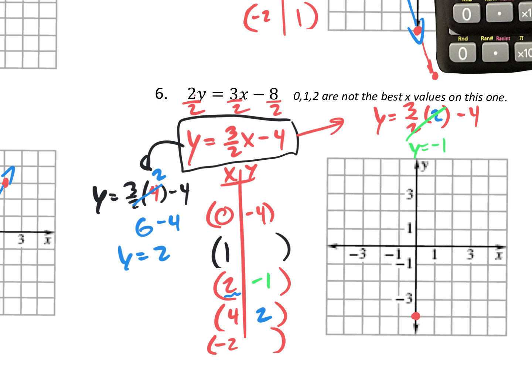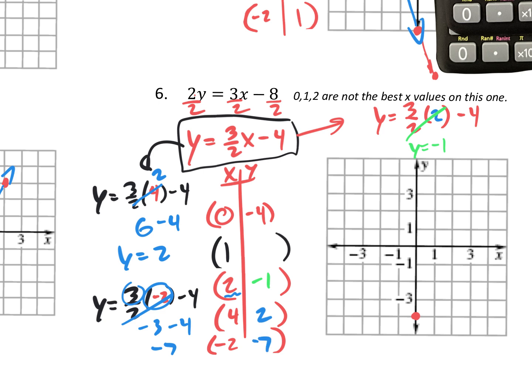Or you could have rewritten it and plugged in -2, the negative denominator. Y equals 3 halves times -2 minus 4. So you could plug in the negative denominator. That would have canceled out the 2's, but then you got 3 times -1. That'll be a -3. And -3 minus 4, that would be a -7. So when you plug in a -2, you get out a -7.